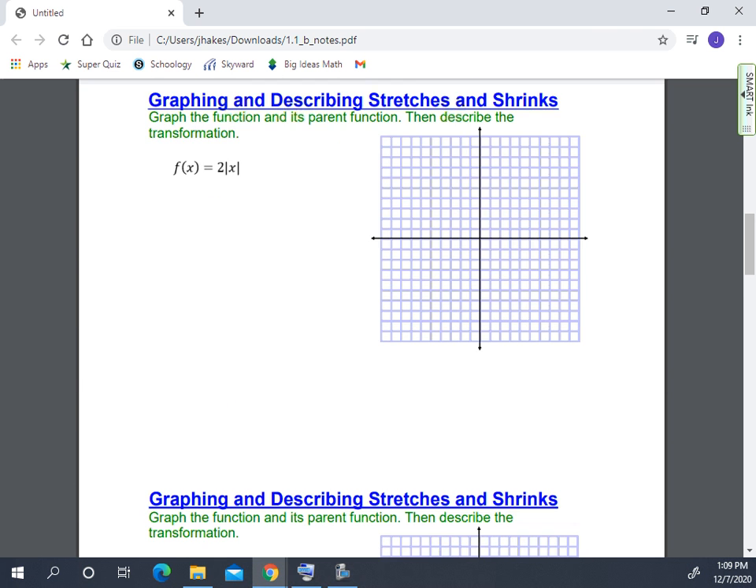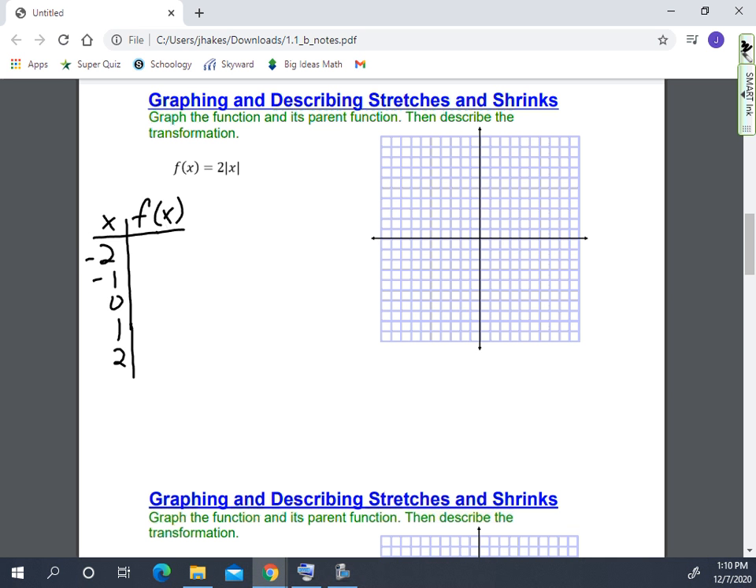So we're doing almost the same thing as the first part. We are graphing a function and its parent function, and then we're going to describe the transformation. Here, I like to start with our function. I like graphing it to start. So let's start with f of x. Remember, we have to have negative numbers and positive numbers. So I do points -2, -1, 0, 1, and 2.